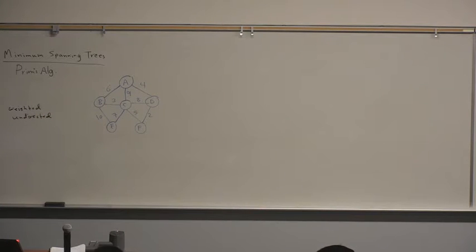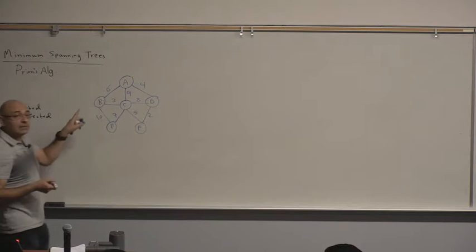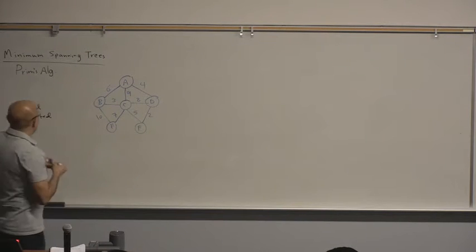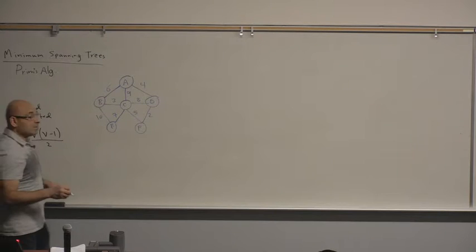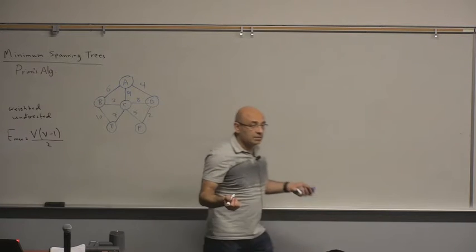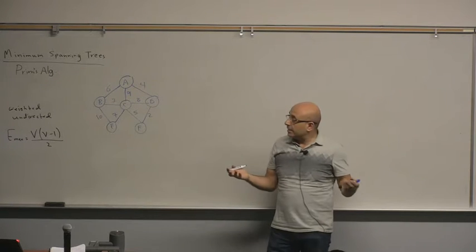And in general, if you have an undirected graph, the number of edges can be up to v times v minus 1 divided by 2. So the maximum number of edges that it can have is v times v minus 1 divided by 2. This is what a complete graph has.